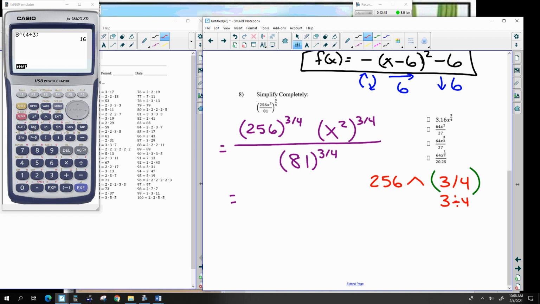I'll show you on my Casio calculator here. So 256 to the, I hit the triangle button, I open a parentheses, 3 divided by 4, 3/4. So 256 to the 3/4. And in this chapter, they most often come out to be a peachy keen number, like it is here. So 64. Okay, 81, I can do that exact same thing. 81 to the 3/4. That comes out to be 27.